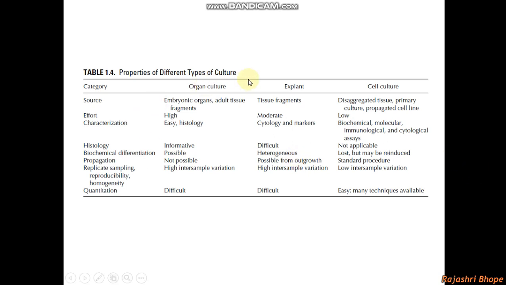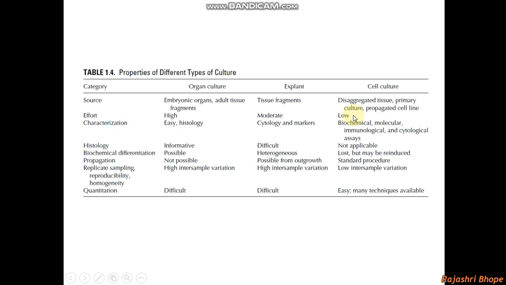These are properties of different cell types. This is the category: organ culture, explant and cell culture. Sources for each type of cell culture may be different. Like for organ culture, embryos or adult tissues can be taken. For explant culture, any tissue fragment can be grown. And for cell culture, disaggregated tissues or primary culture or propagated cell lines. Organ cultures require high effort because you have to maintain the organ as it is in in vitro conditions. For explant culture, moderate effort is required, and for cell culture, low effort is required since the culture is already established. You just have to grow the cells in vitro.